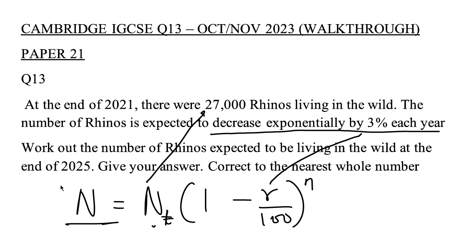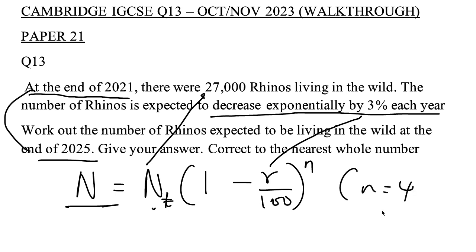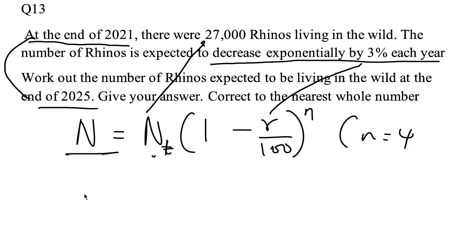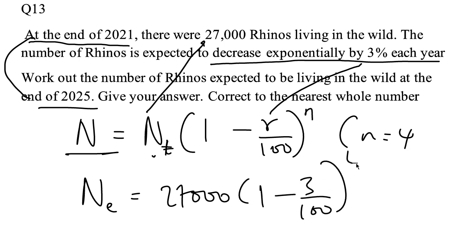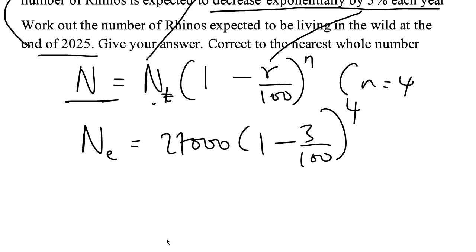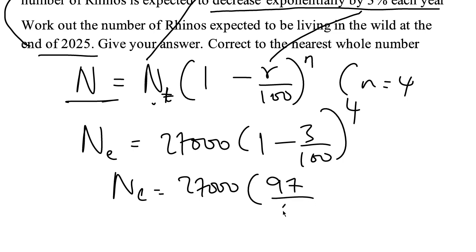In this case it says, work out the number expected to be living in the wild at the end of 2025. This was at the end of 2021, so the distance is simply 4 years. So n is equal to 4. The number of rhinos expected is equal to 27,000 times (1 minus 3 over 100) to the power 4. If we simplify 1 minus 3 over 100, we have 27,000 times 97 over 100 to the power 4.